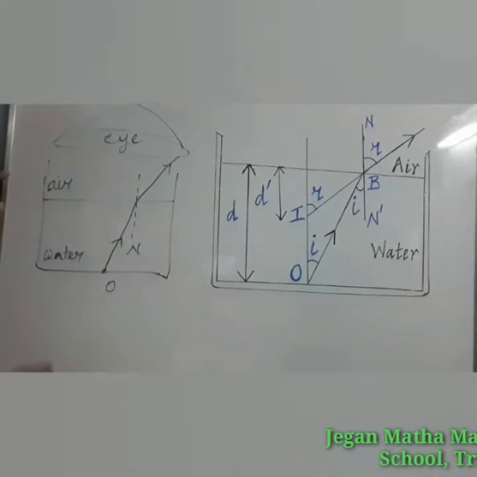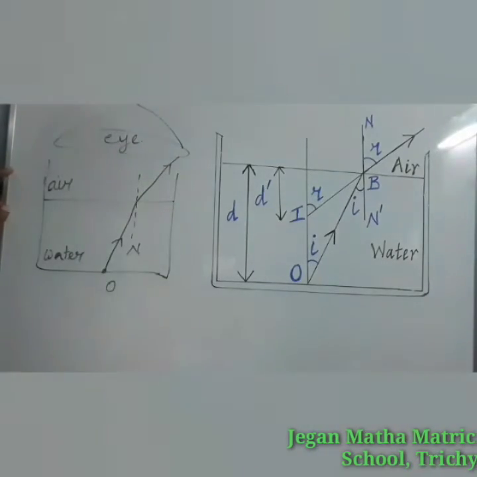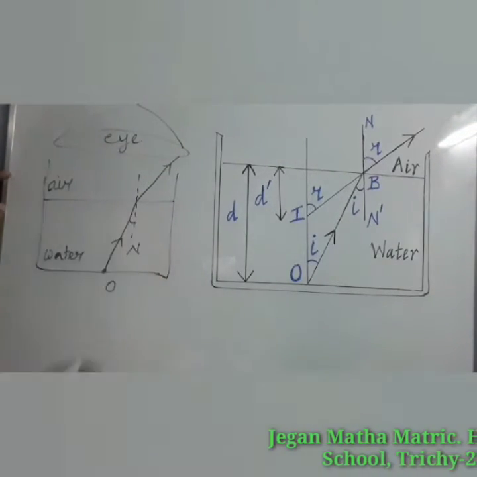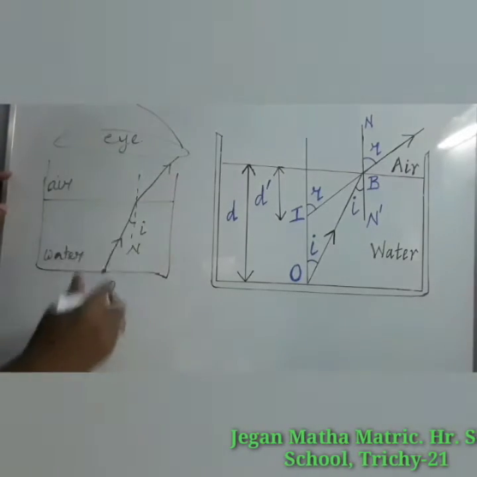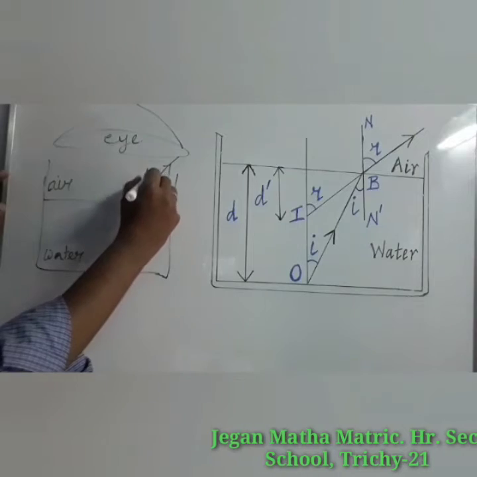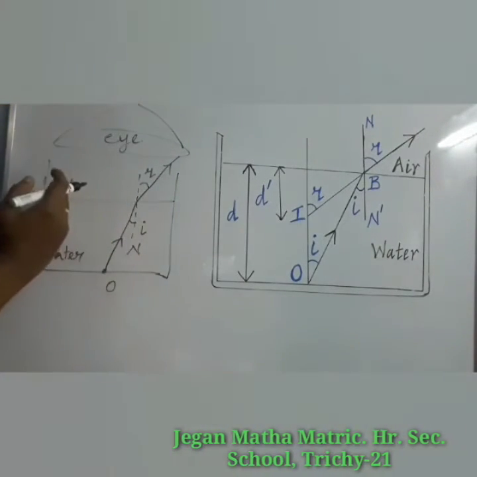Here this is known as the incident ray, and this ray is known as the refracted ray. The angle between the incident ray and the normal is I. The angle between the normal and the refracted ray is known as R. Likewise, we can draw the diagram for the left hand side also.